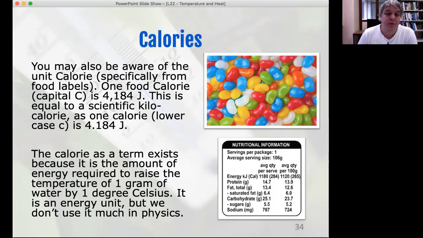When you look on a food label, you'll see that calories are often in capital C, so they're actually kilocalories with a lowercase c.